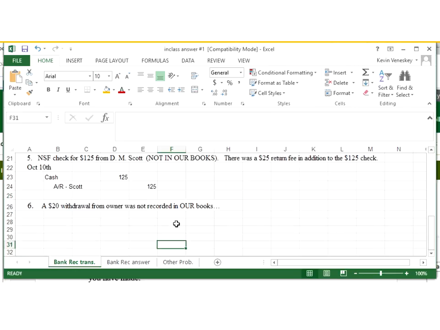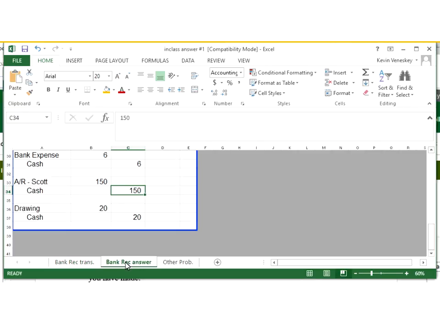The last thing that I show here is a $20 withdrawal that was not recorded in our books. So the owner took some money out, wrote a check to himself, or whatever. Yeah. In most cases here, this would have been a check to ourselves. So we needed some cash real quick. So we wrote a check. We forgot to notate it in the books. So we need to make a journal entry showing that the owner took money out, putting an additional $20 in the drawing, and then 20 coming out of our cash.